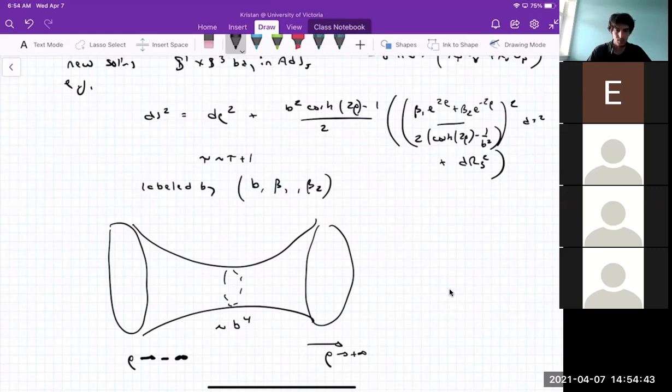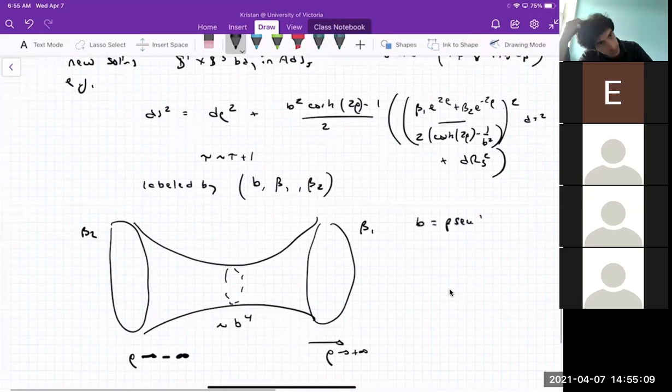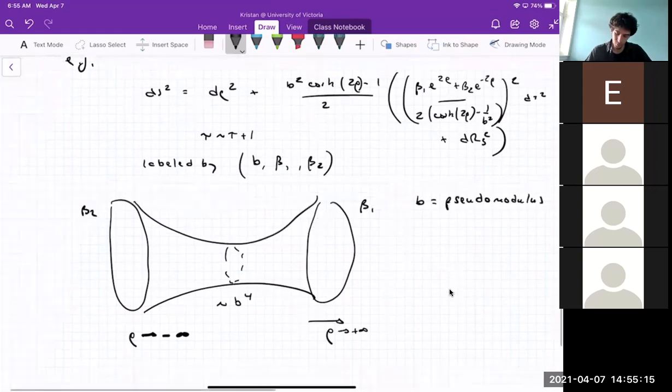And what are beta 1 and beta 2? They're the sizes of the circles out at infinity, in units where the sphere goes to unit size out at infinity. And there's a family of these configurations. B is like a pseudo-modulus that labels these. And if we want to talk about smooth non-singular metrics, it has to be bigger than or equal to 1 in these units.